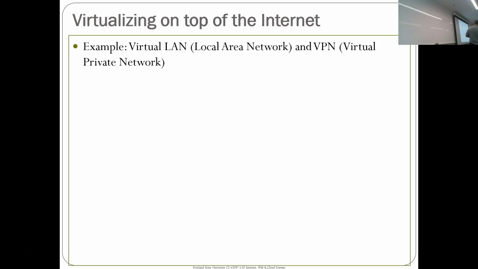Okay, so some examples of this. I like going through a lot of examples because then it makes more sense. One example is a virtual LAN, a virtual local area network, or a virtual private network, which some of you have used either for work or at school here. There are many ways to implement this using virtualization. I'm going to show you one way.